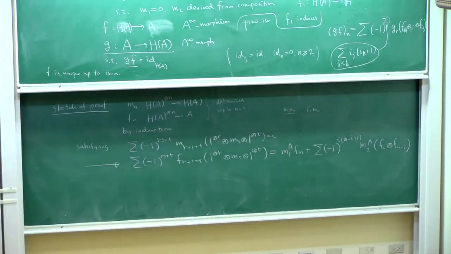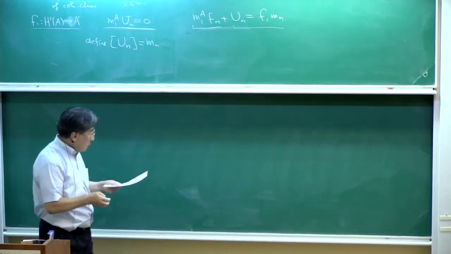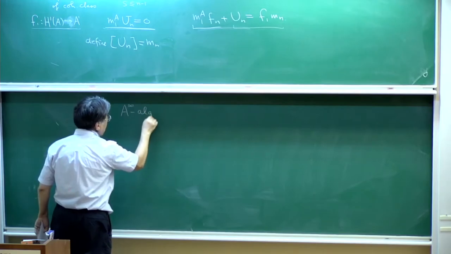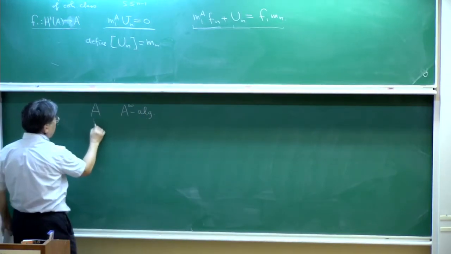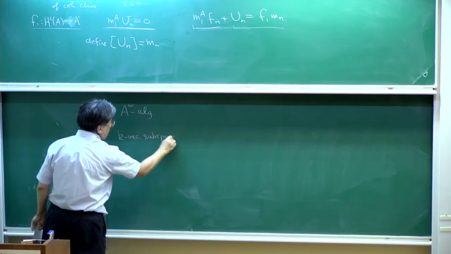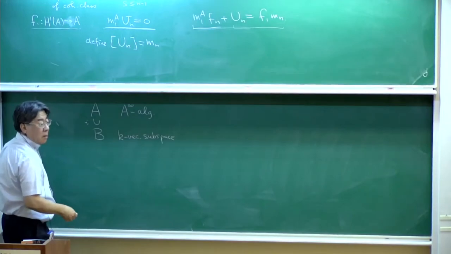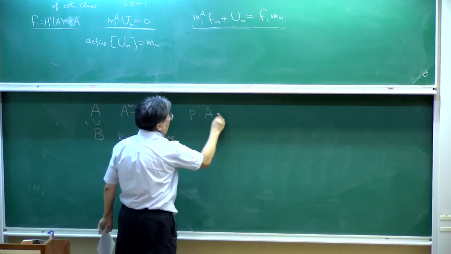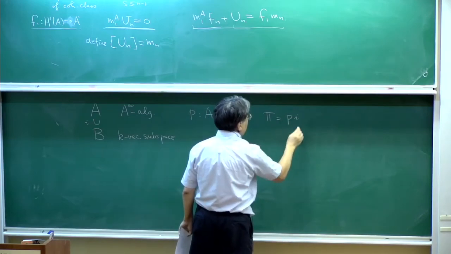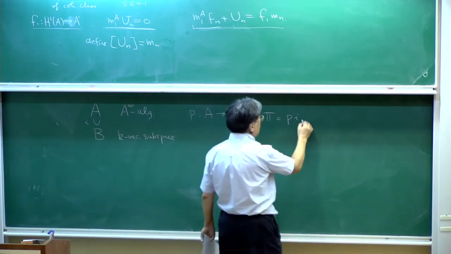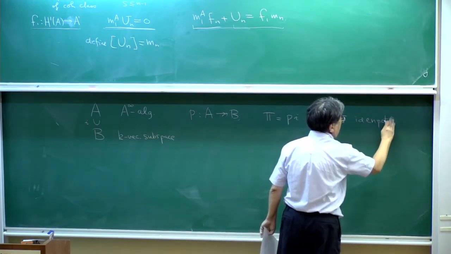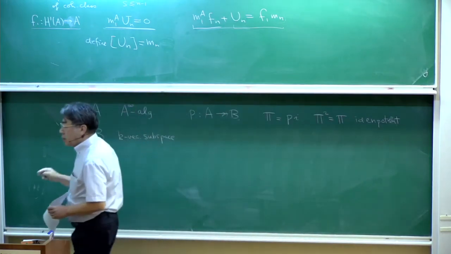So now there is another way of doing this. Let A be any A infinity algebra, for example a DG algebra. And B is a K vector subspace, and the inclusion is denoted by i. And I assume that there is some projection pi from A to B, satisfying pi square is pi. So this is idempotent, but this idempotent is only as a K vector space.